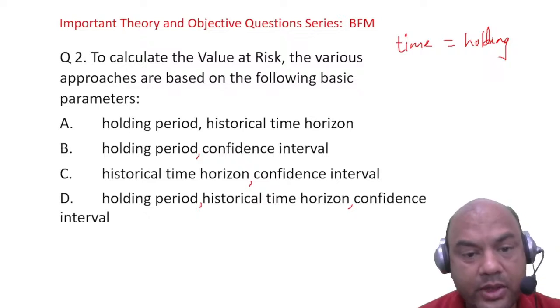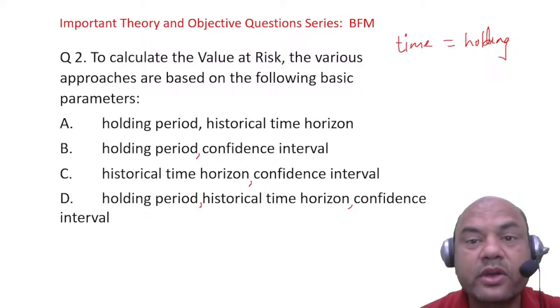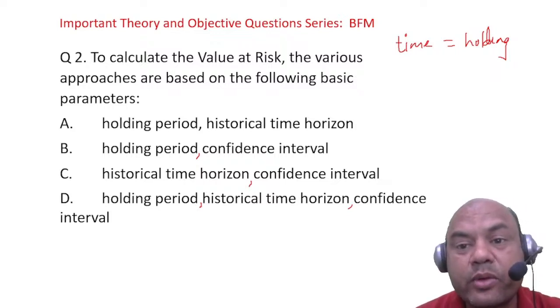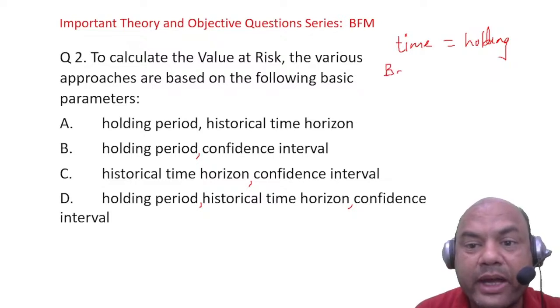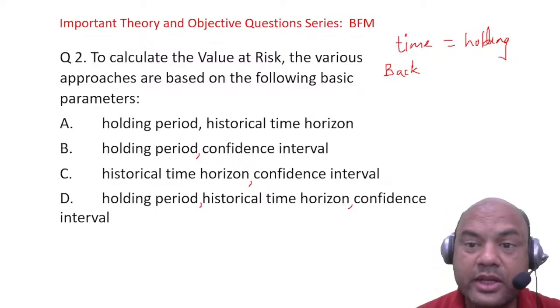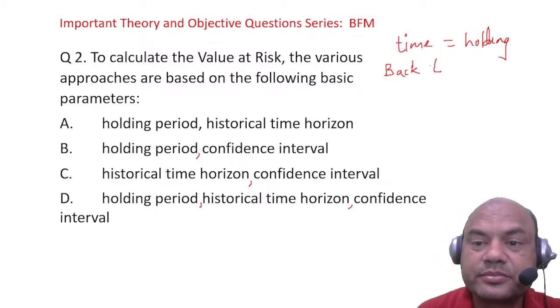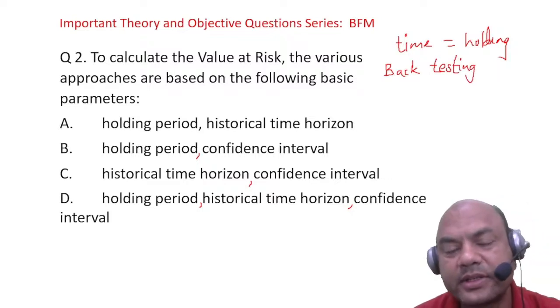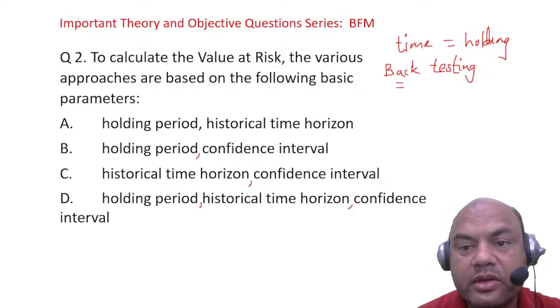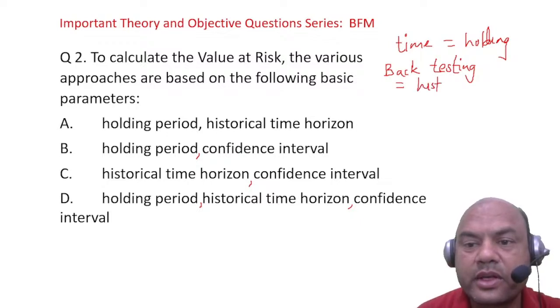Second is historical time horizon. What is historical time horizon? Historical time horizon means what is the duration for backtesting I am considering. This backtesting is an important parameter in your BFM. That's why I said join the batches ASAP, because here I won't be able to explain everything. So historical time horizon relates to backtesting. I'll write the short form, TH, time horizon.